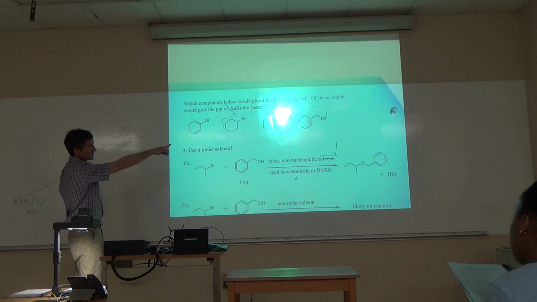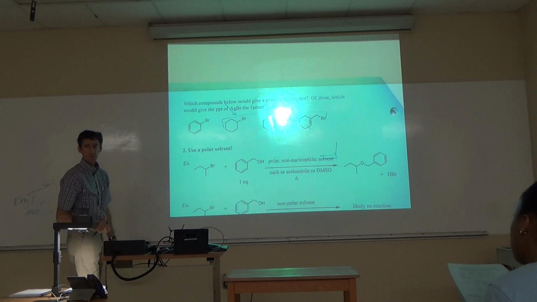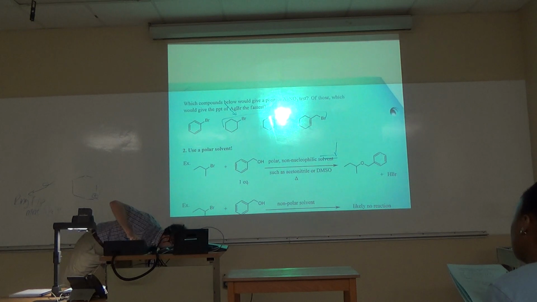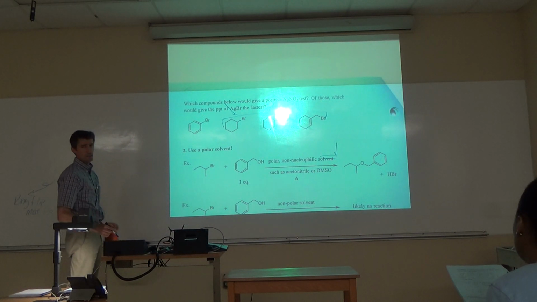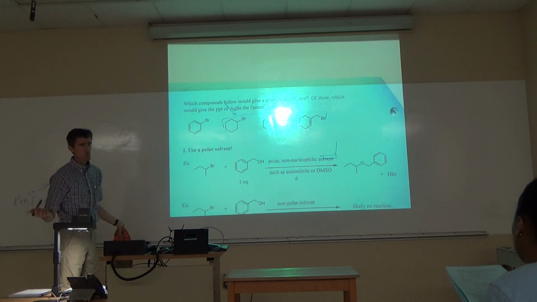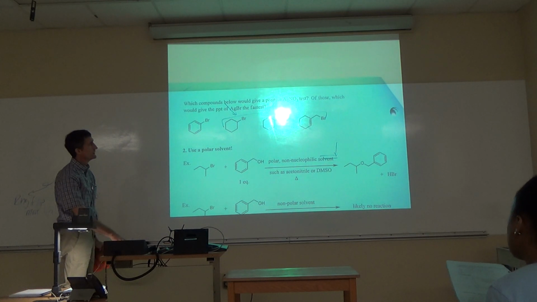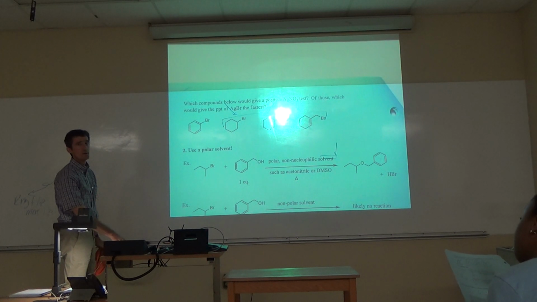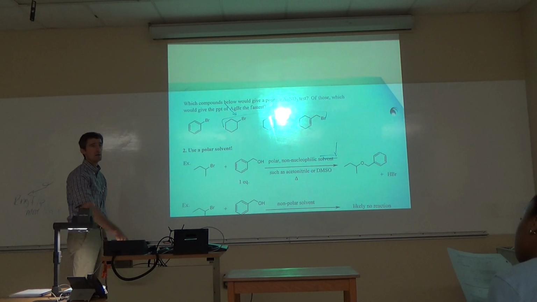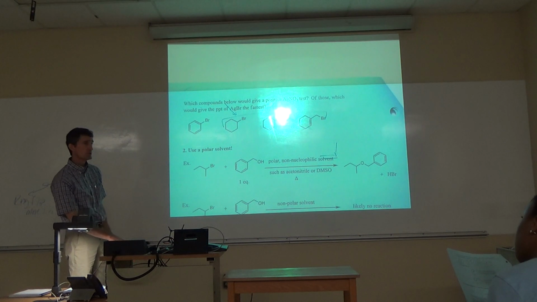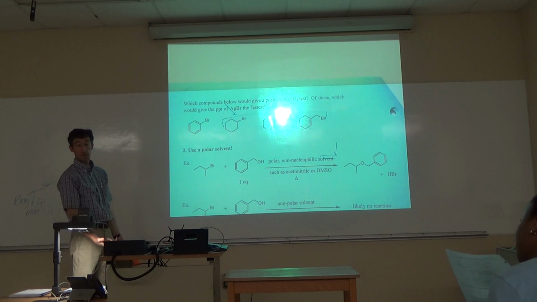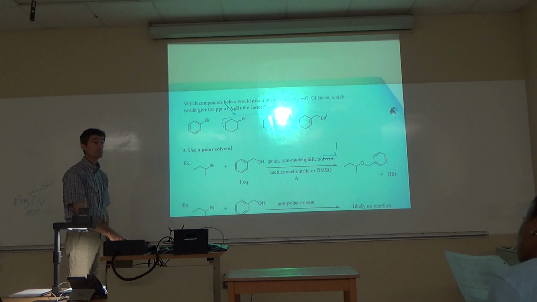Question, which of those three over there would give the silver bromide the fastest? It's basically asking you which one's going to form carbocation the fastest. And basically that question is asking you which one is going to make the best carbocation, because that would be the fastest to form. Everybody got it?